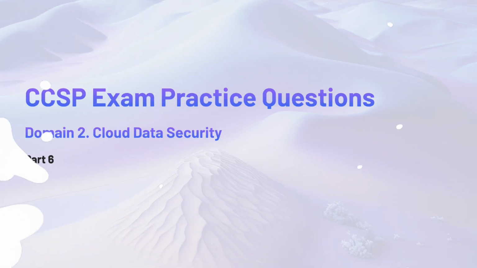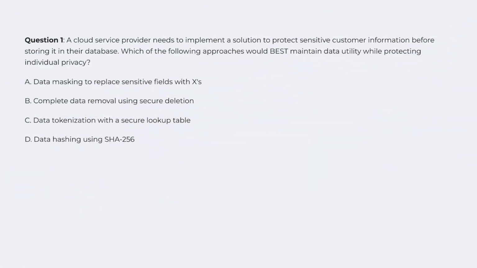CCSP exam practice questions. Domain 2, Cloud Data Security. Part 6. Question 1. A cloud service provider needs to implement a solution to protect sensitive customer information before storing it in their database. Which of the following approaches would best maintain data utility while protecting individual privacy?